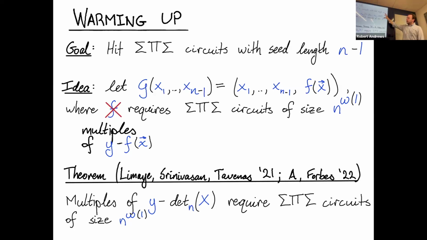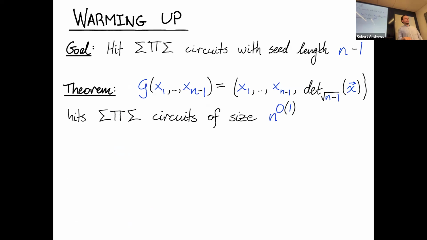So let's take this idea, throw the theorem into it, and we get a generator with 1 bit of stretch. You can take these n-1 variables, concatenate them with the determinant, and you hit depth 3 circuits of polynomial size.